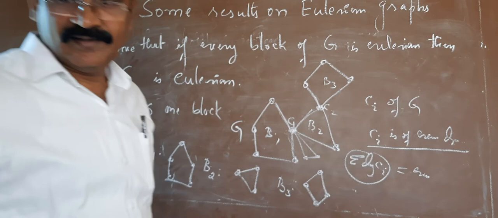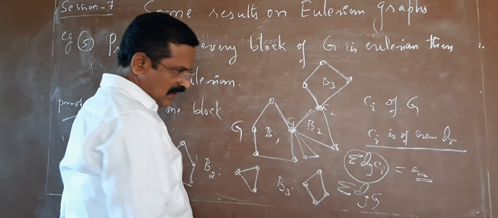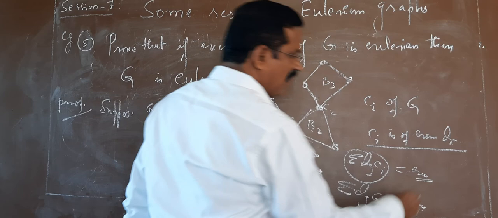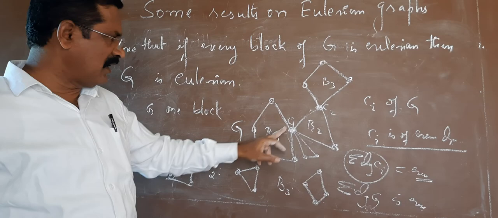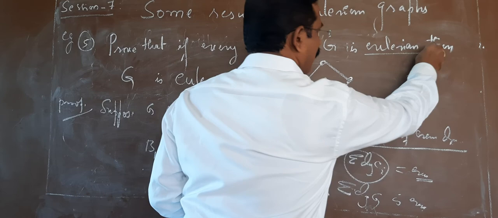It implies the degree of every vertex of the graph G, whether it is a cut vertex or any other vertex, is even. It implies that in a graph in which every block is eulerian, the degree of a cut vertex is also even. It implies every vertex is of even degree. So therefore, by one of the theorems, the graph G is an eulerian graph. So this is how we can analyze the result.